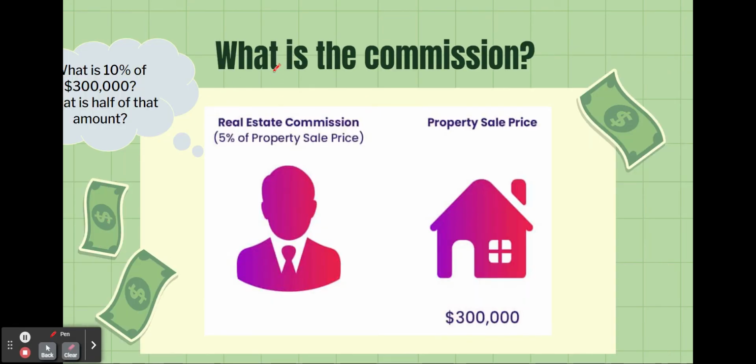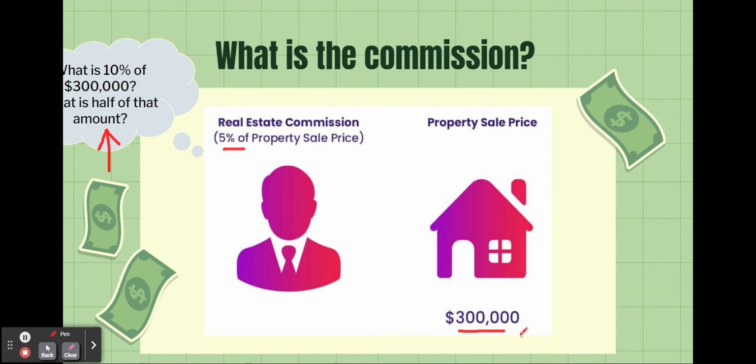In this example, we want to figure out what the commission would be for a real estate agent who gets 5% commission, and he sold a home for $300,000. I know that this thought bubble kind of got cut off here, but the question I'm looking at is first, what is 10% of 300,000? And since he's getting 5% commission, we would just cut that amount in half.